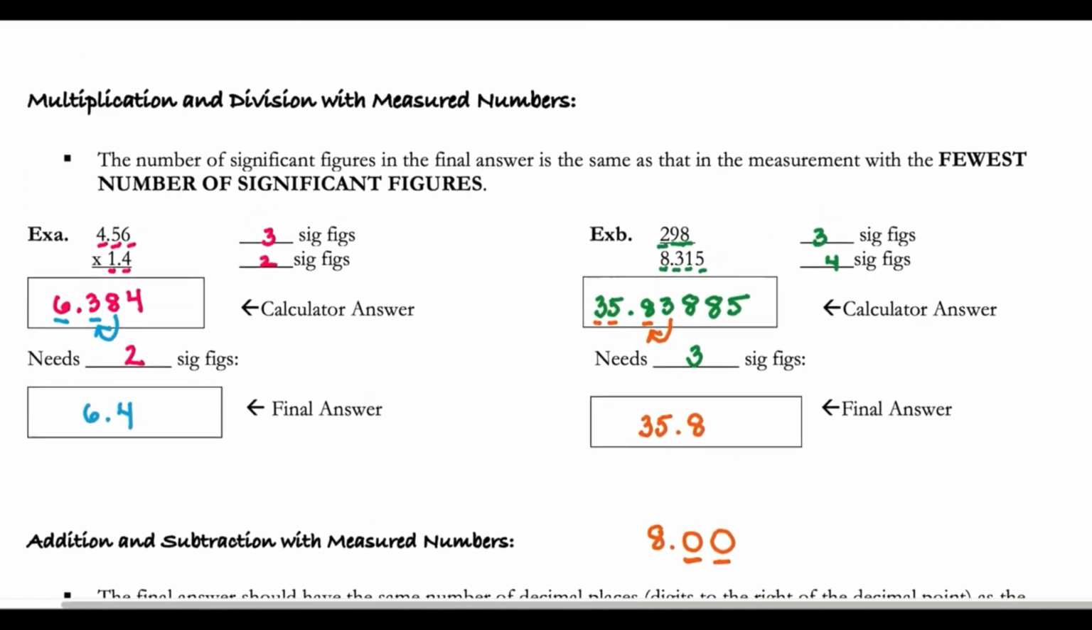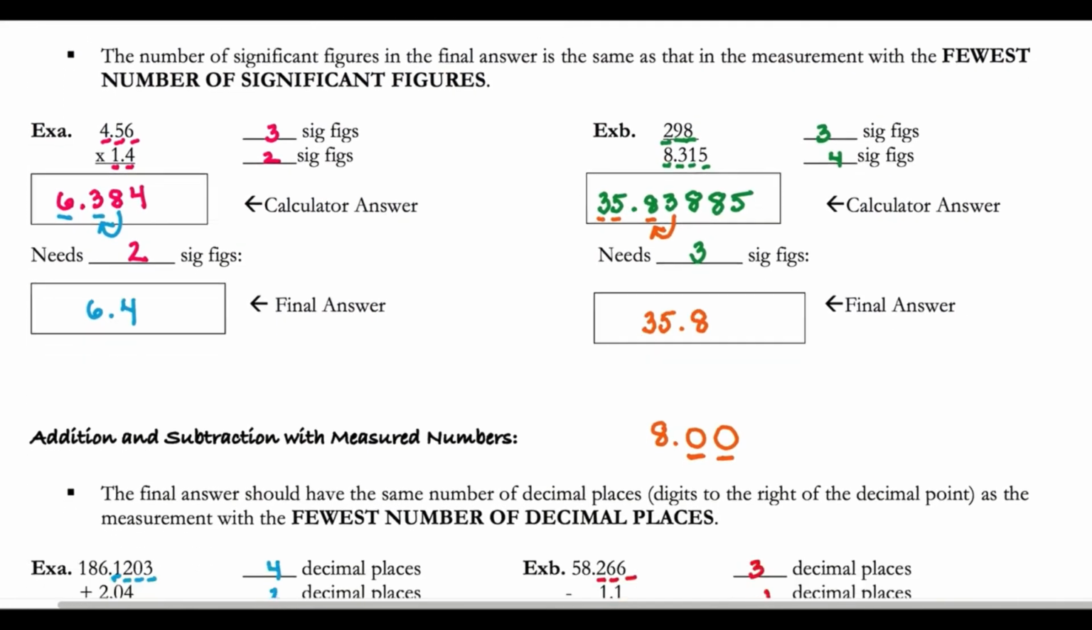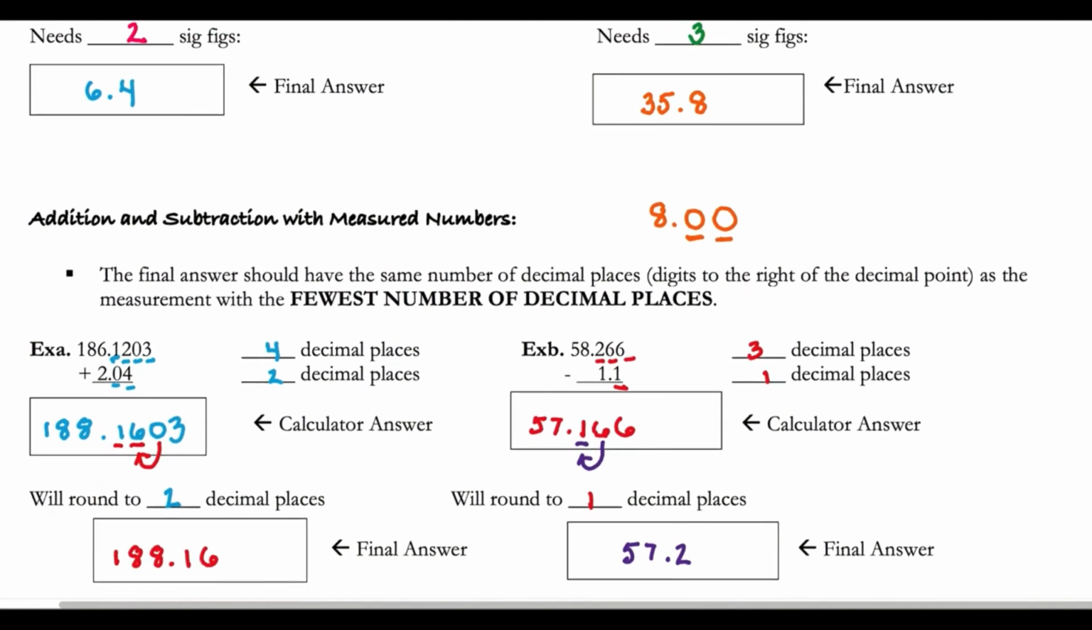So just a quick review. When you're multiplying or dividing, you base your rounding off of the fewest number of significant figures. When you're adding and subtracting, it is based on the fewest number of decimal places. And that's it.